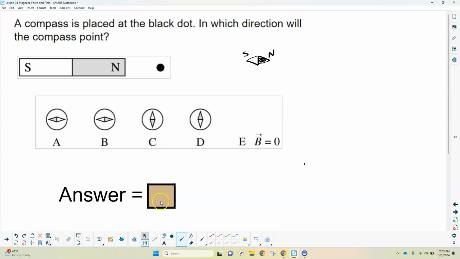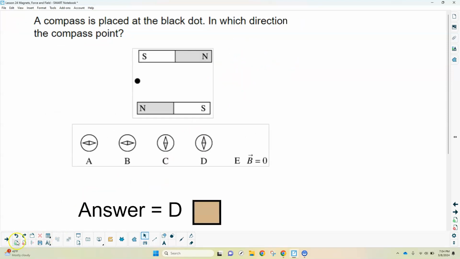And the correct answer is B. The south end would be attracted to the north end, and the north end would be repelled from the north end, because opposites attract and likes repel. So it would spin around, and it would look like this. Okay, another one.